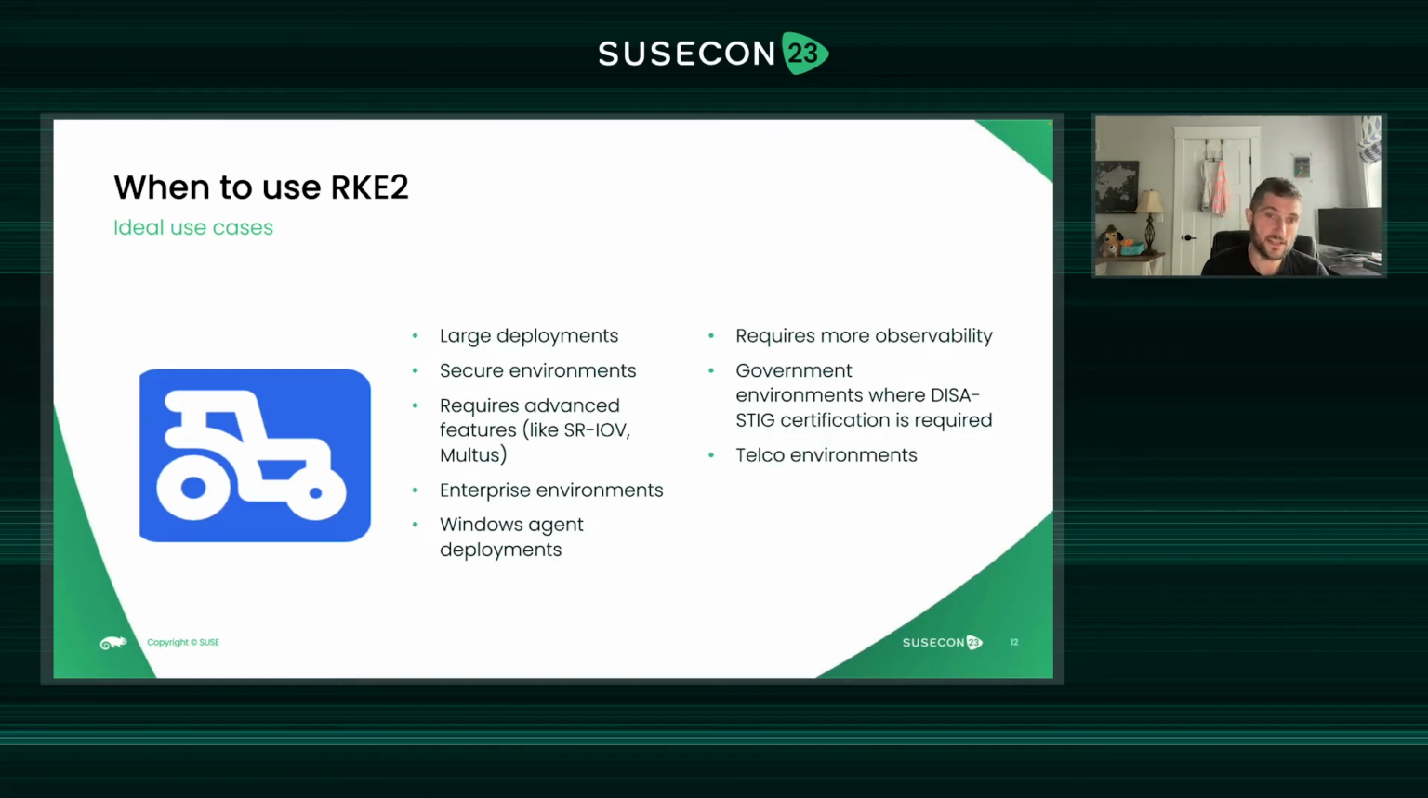Anytime that you need to have Windows agents, if you need more observability or auditability to make sure that everything is going the way that it's supposed to, and you need audit logs to ensure compliance for anything, then RKE2 is perfect. One of our big wins actually is that we have STIG certification for RKE2 as well, which is a huge deal when you're talking about federal government use cases. We see a lot of RKE2 usage in telco environments as well. So basically, anything that's not a small edge deployment, RKE2 is definitely the way to go.